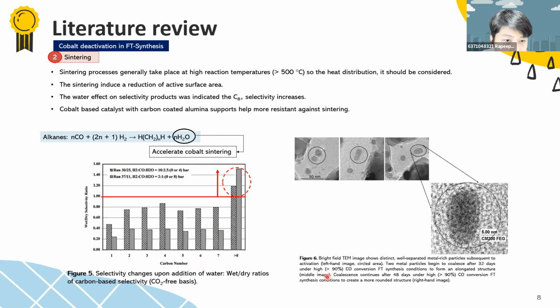Figure 6 represents crystallite migration of cobalt. As you can see, cobalt metal located nearby each other touches and fuses together, and they coalesce at the end.